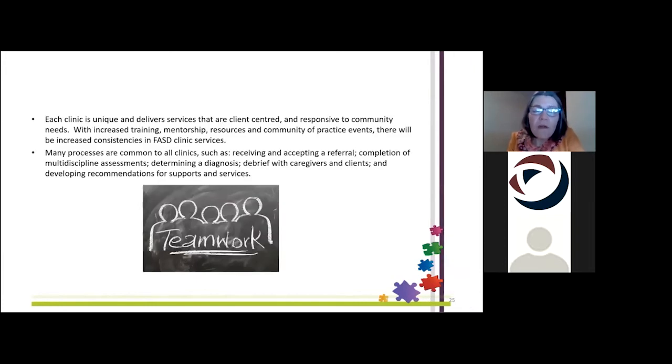Just in summary, we want to recognize that each clinic's unique. They deliver services that are client-centered, responsive to community needs, and as a result of ongoing training and mentorship, we're hopeful that there'll be increased consistencies in the FASD clinic services, and the processes that I've described, from receiving a referral through to the debrief with caregivers, they should be common with all clinics, and really shouldn't make a difference whether they're using virtual or face-to-face.